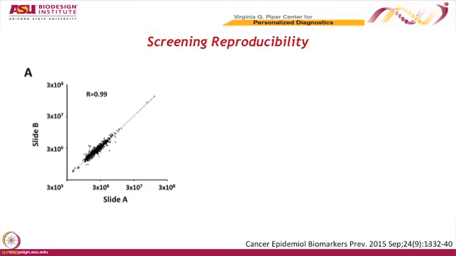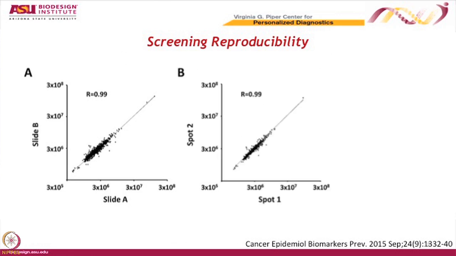Now imagine, here's a couple of other examples, slide A to slide B, here's another one. We also often will print two spots for the same protein on the same array. And the advantage of that is that we can compare intra-array, do we get similar signals? And again, you see very, very good correlation from spot to spot within an array.